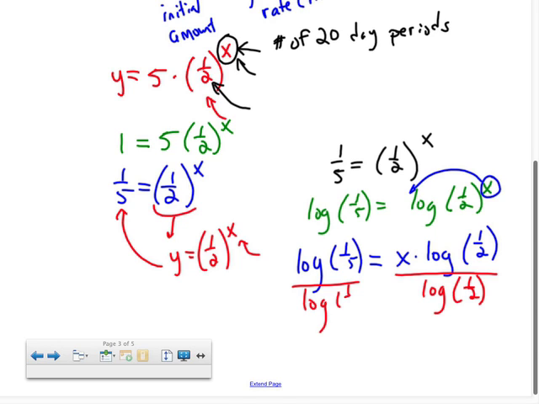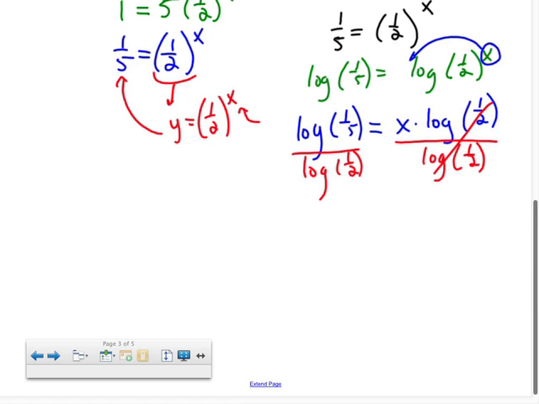And then I could use my calculator to approximate that value, right? So I have x is approximately, and I would need to go to my graphing calculator. I've got mine here. If I go the log of 1/5, which is 0.2, divided by the log of 1/2, which is 0.5, I get approximately 2.32. Now, we've got to be careful.